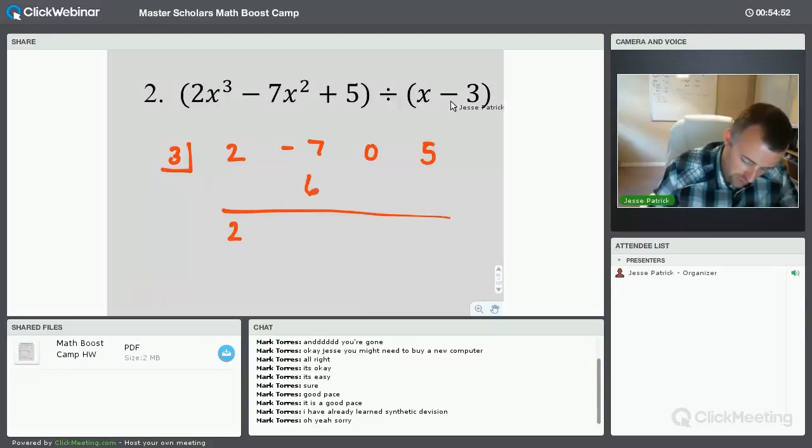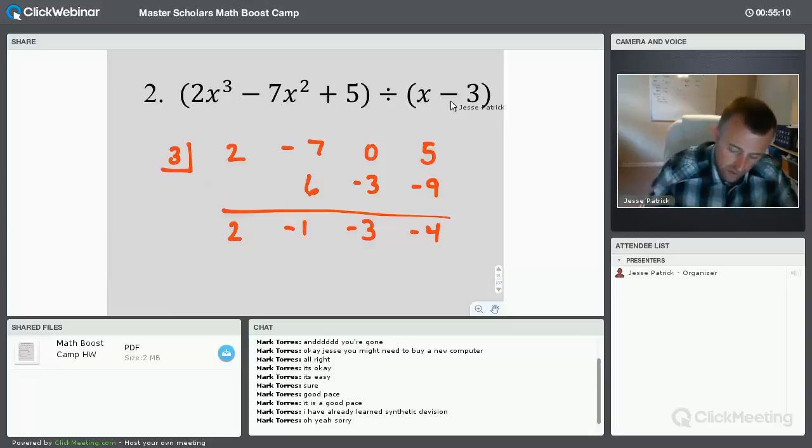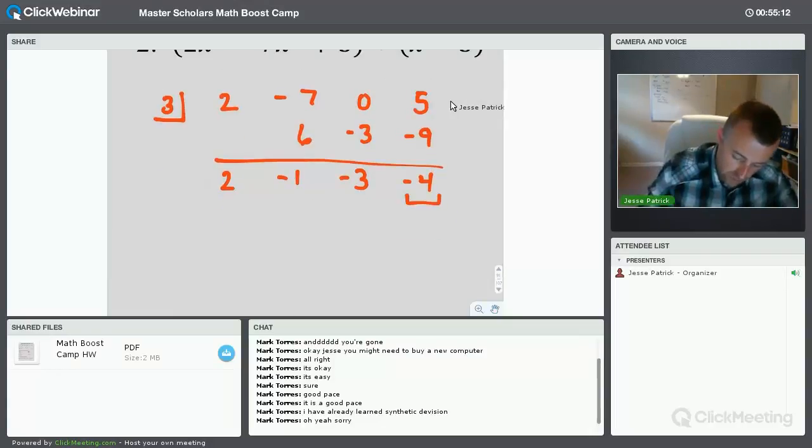Bring down the 2. 3 times 2 is 6. -7 plus 6 is -1. 3 times -1 is -3. 0 minus 3 is -3. 3 times -3 is -9. 5 plus -9 is -4. And I could do it quicker, but maybe I'll do that in the last one, super fast. But here I go. Remember, this is your remainder, and this is your quotient.